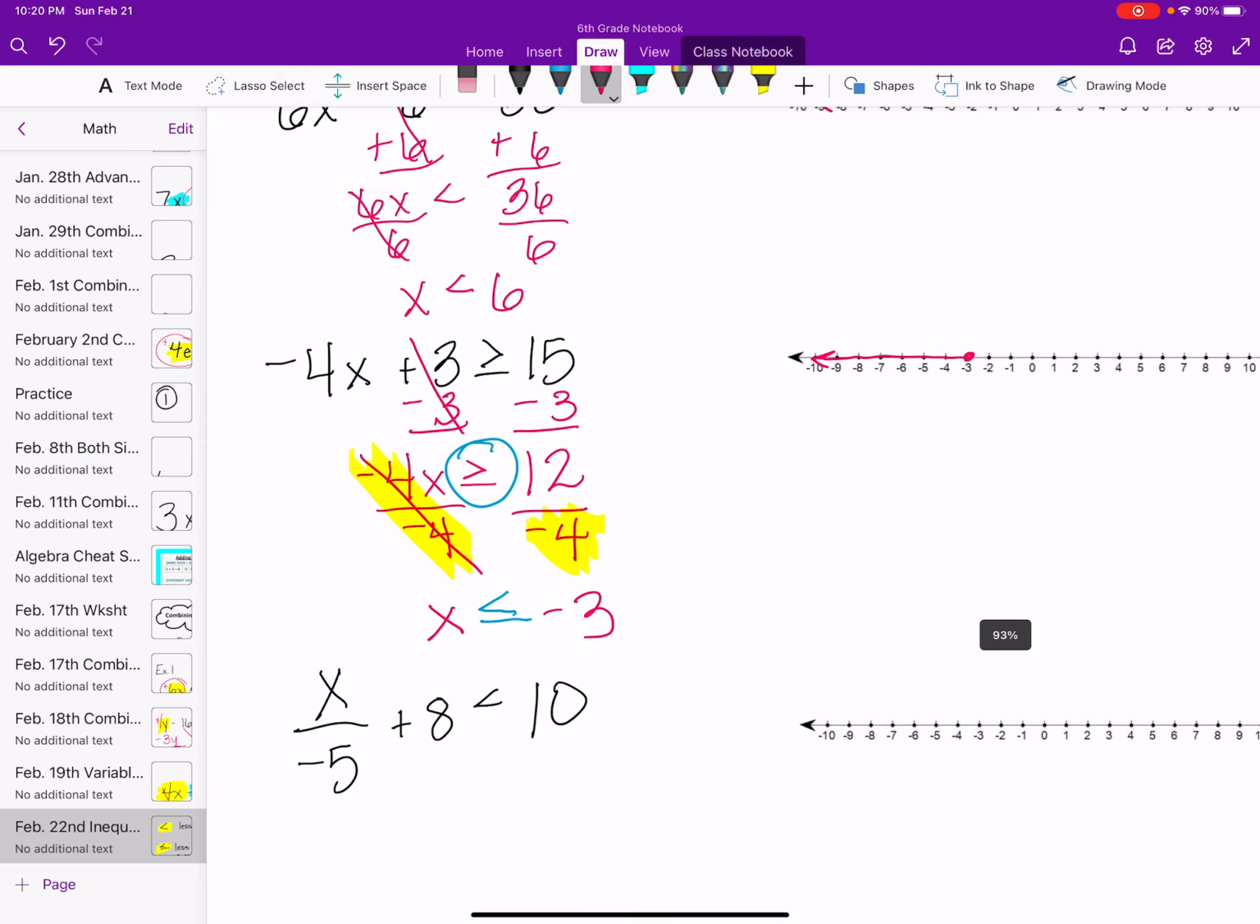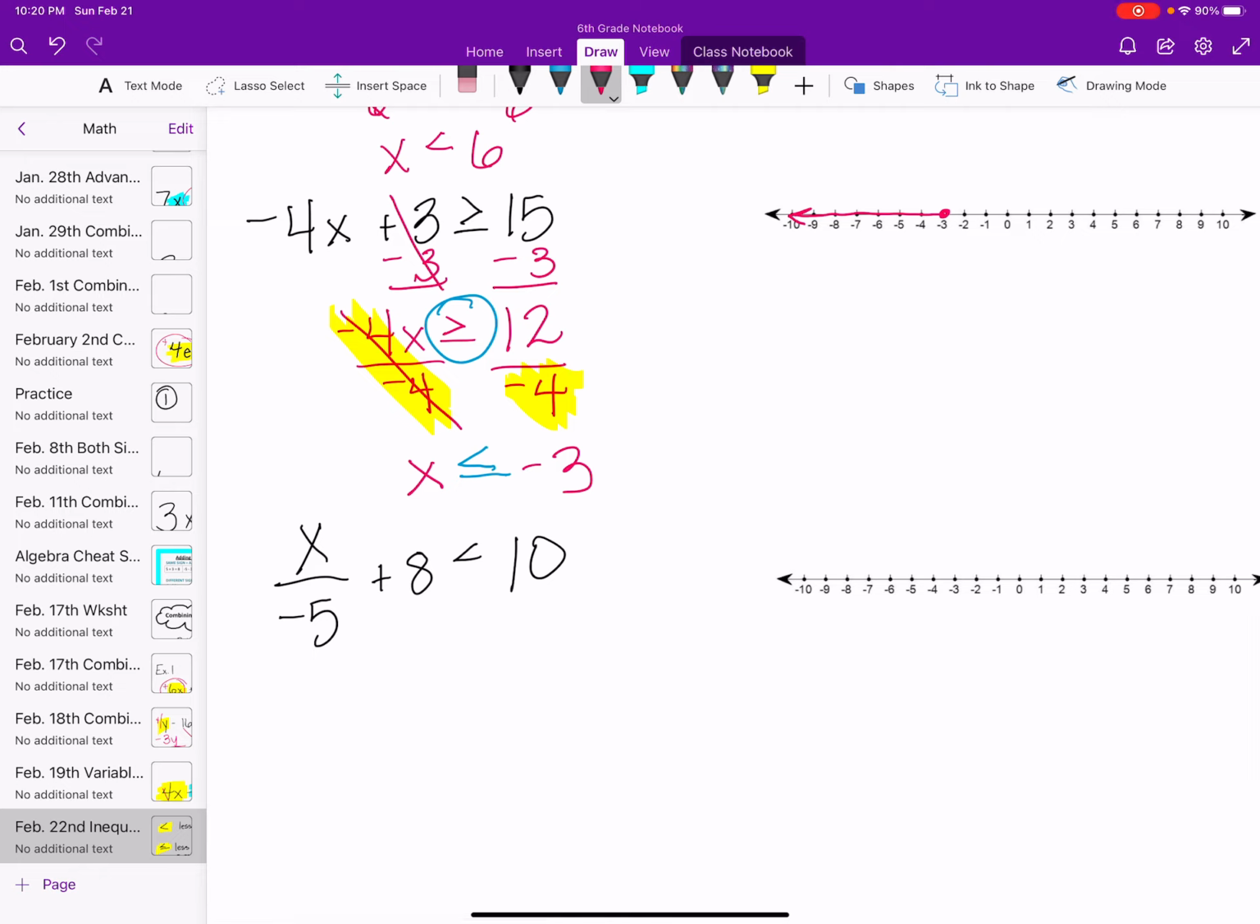Okay, last example of the day. I'm going to start off with the opposite of +8, which is -8 on each side. Okay, and now I have x over -5 is less than or equal to 2. The opposite of x divided by -5 is multiplying by -5 on each side. And so I have my x over here, and 2 times -5 is -10.